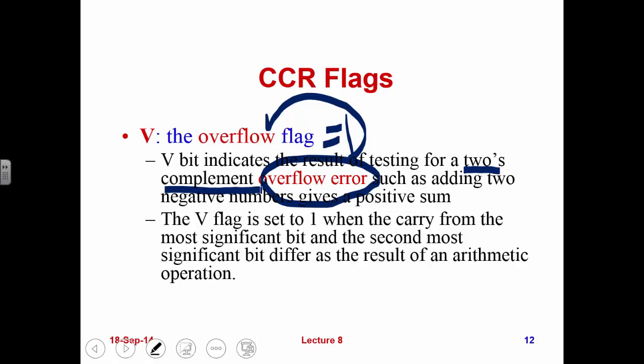Well, some other people consider the flag bit to be 1 when the carries from the most significant bit and the second most significant bit are different, not the same, as a result of an arithmetic operation. So let me give you the 4 cases that may cause the overflow bit to be 1. I prefer to start from addition and subtraction.